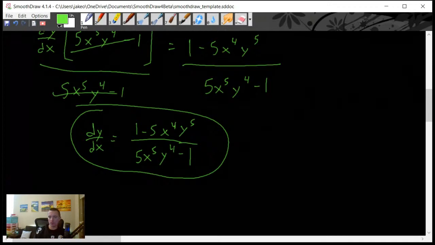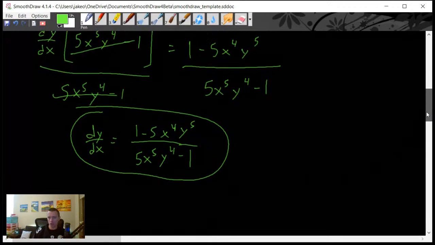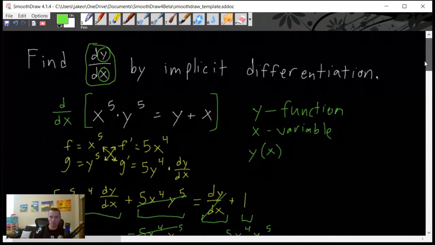So that is how you solve for dy/dx in that case. I'm not seeing any questions here, so we'll go ahead and jump on to the next problem I have here, which we'll just scroll on over to.